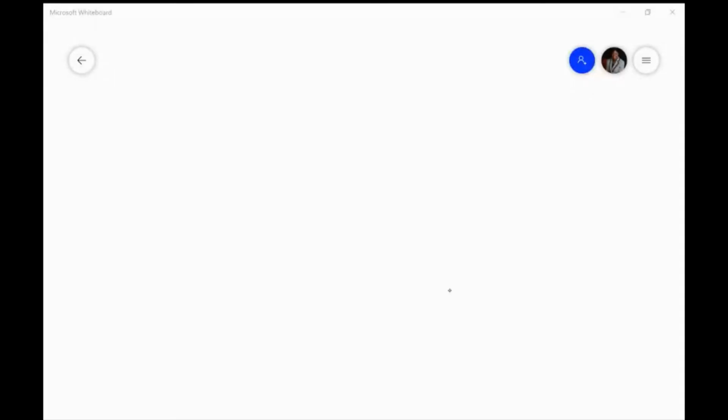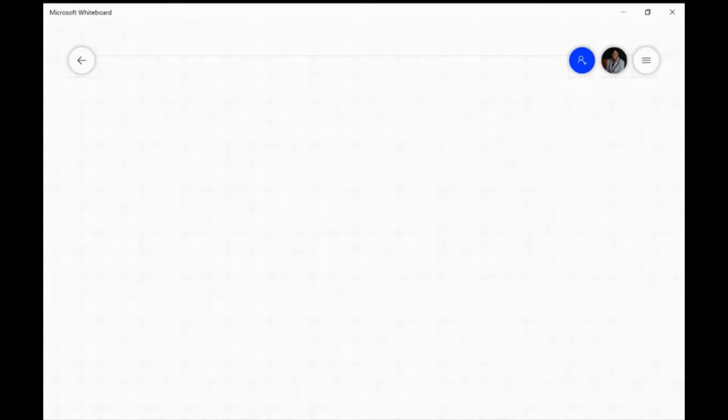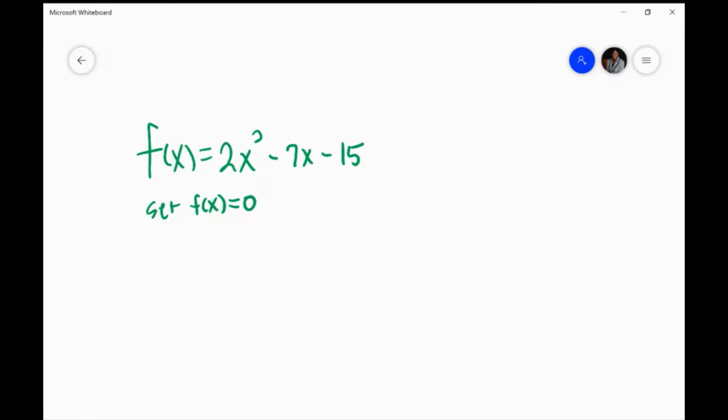All right, what is it, Zoe? Okay, so it was 2x. This is the equation. I guess it'll be f of x equals 2x squared minus 7x minus 15 equals 0. Well, no, so f of x equals 0. I'm sorry. All right, so we're supposed to set f of x to equal 0. So we're just setting 2x squared minus 7x minus 15 to equal 0.